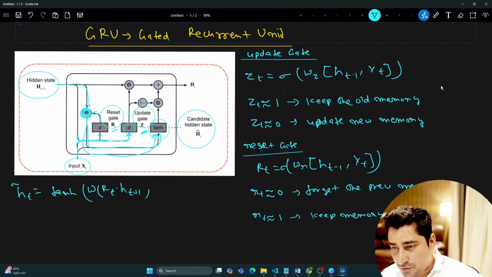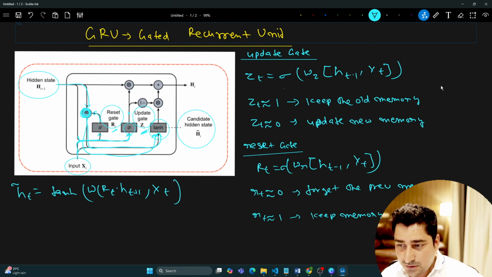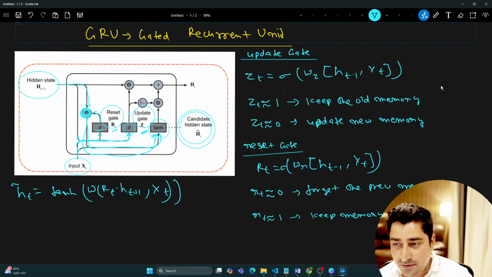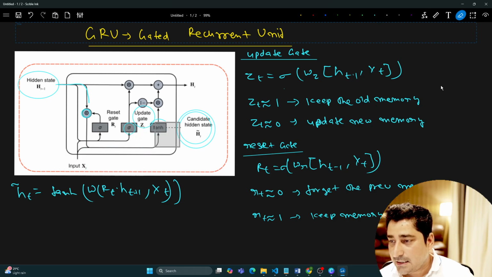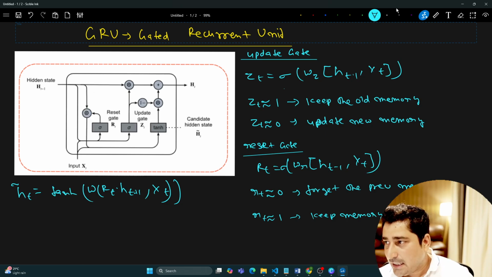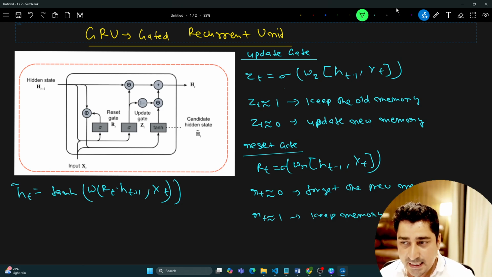And it is going to take the current input as well. So this is going to be the formula for the candidate hidden state, which combines the reset memory and the new input that we are sending. Now let me clean this up. So now we are able to build a complete formula for a candidate hidden state, and we are able to build a formula for a reset gate and an update gate.